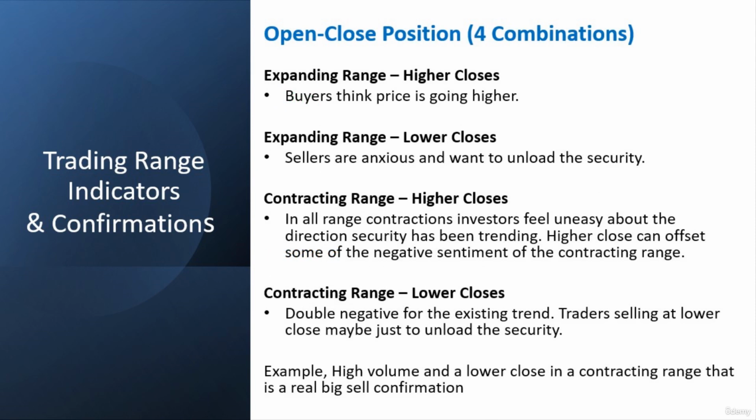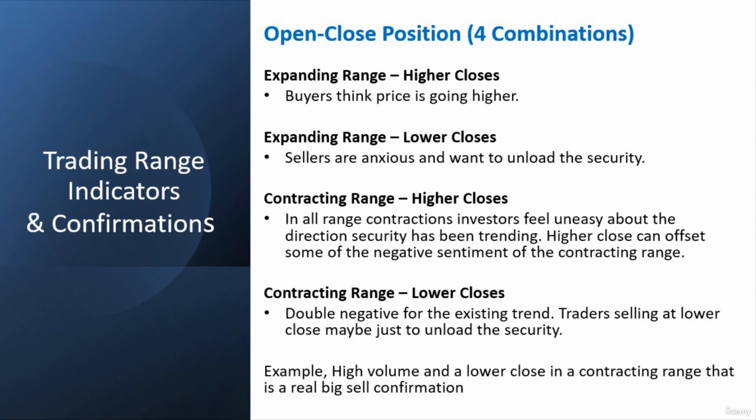Another thing you can look at, in terms of trading range and getting some indicators and confirmations, is the open and close position. There are really four combinations. You can have an expanding range, the prices from high to low are expanding, and the closes are getting higher. There are higher closes. So that tends to indicate that buyers think the price is going to keep going higher.